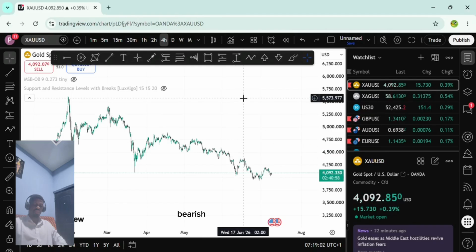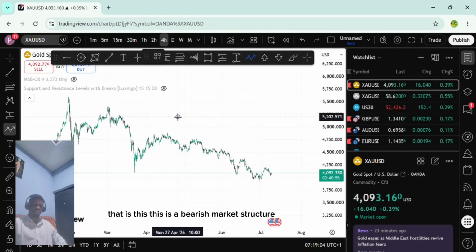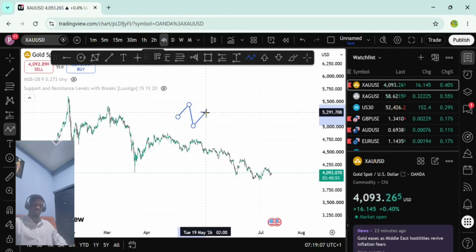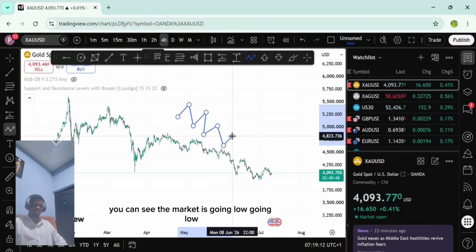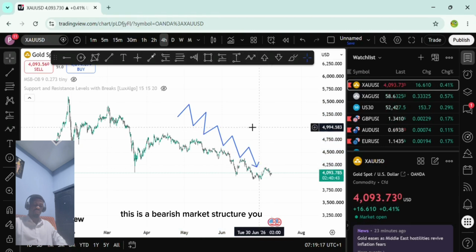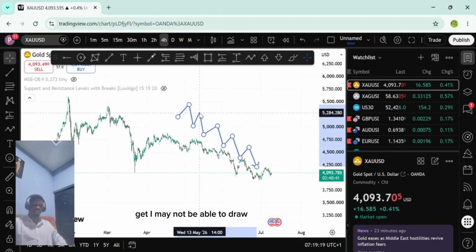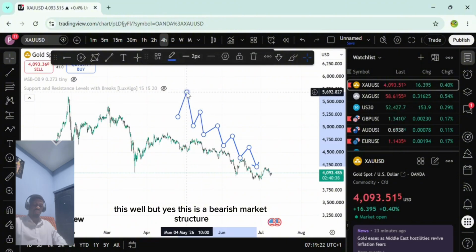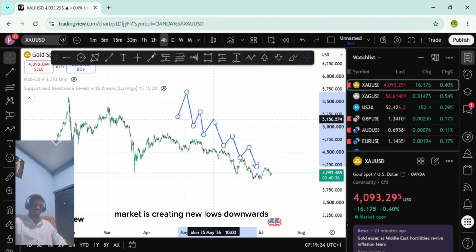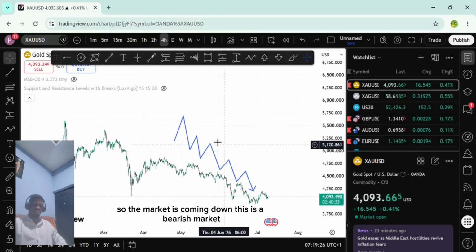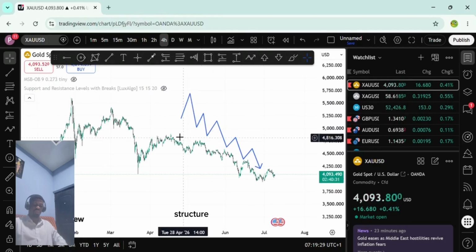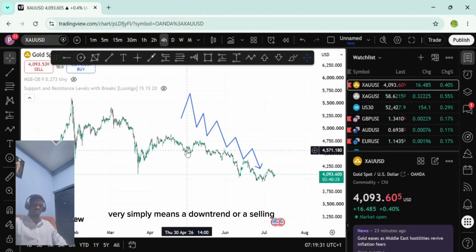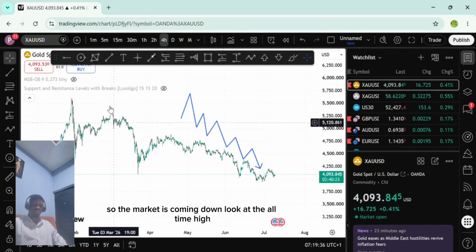If you go to this 4 hours time frame, you can see the market is bearish. This is a bearish market structure. You can see the market is going low, going low. I may not be able to draw this well, but yes, this is a bearish market structure. The market is creating new lows downwards, so the market is coming down. Bearish simply means a downtrend, or a selling opportunity for traders.